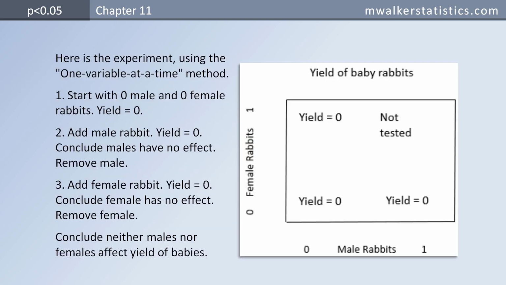Here is the experiment, using the one variable at a time method. Start with 0 male and 0 female rabbits. Yield equals 0. Add male rabbit. Yield equals 0. Conclude males have no effect. Remove male. Add female rabbit. Yield equals 0. Conclude female has no effect. Remove female. Conclude neither males nor females affect yield of babies.